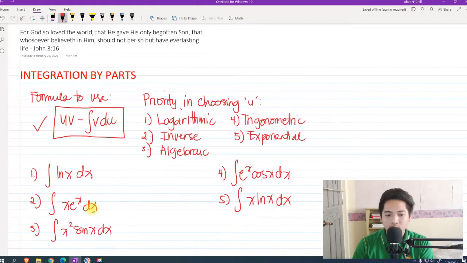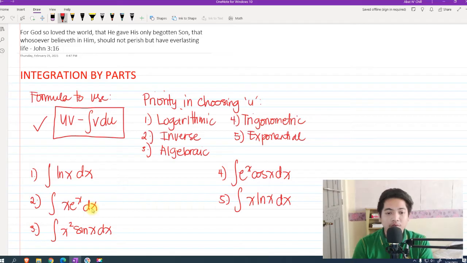Now, we have rules in choosing the u. We will be choosing the value of u and then get its derivative. And then also, we will be getting the dv and then integrate to get v.